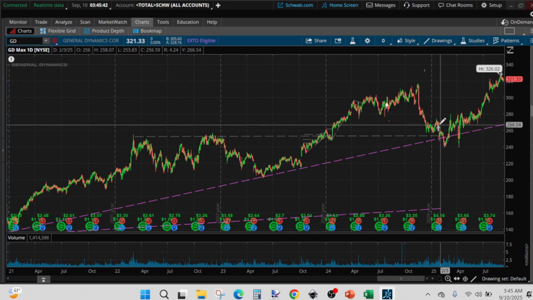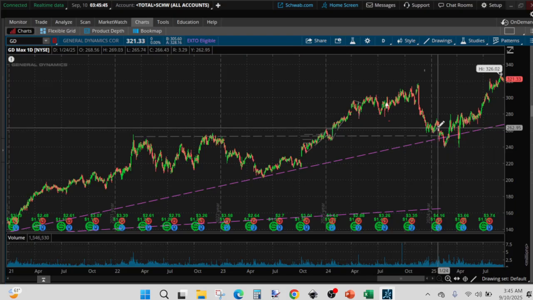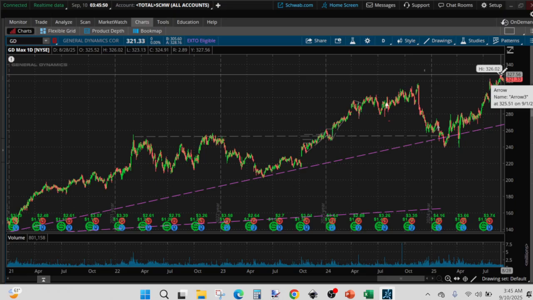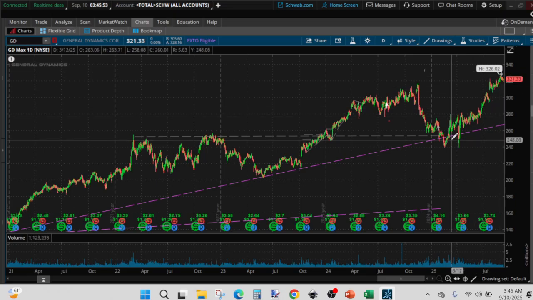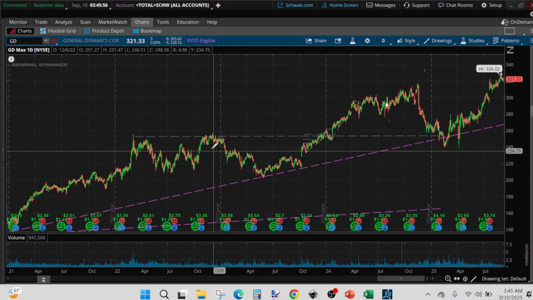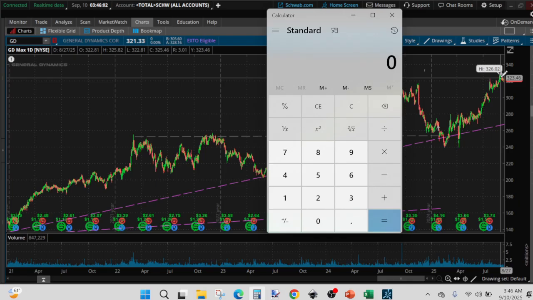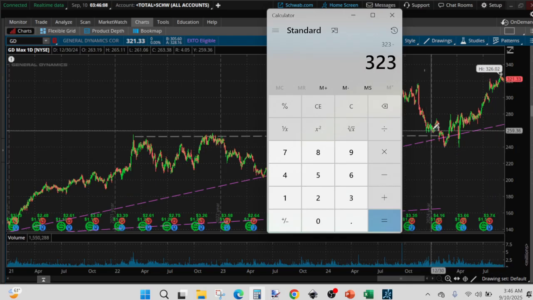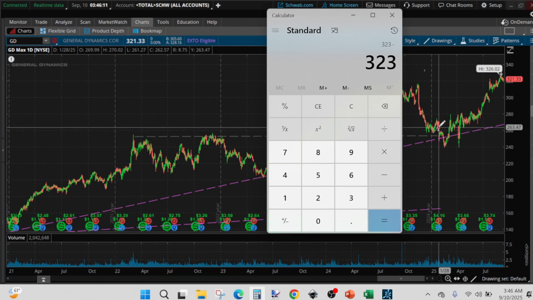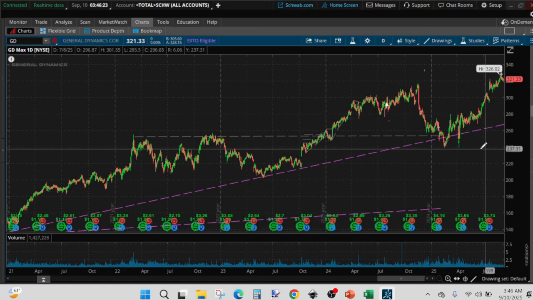So without looking at the price, I actually paid for it where the arrow is, 262, and this one is 327 or so. So you can see the difference. Let's just use 323, and here let's use 263. That's $60 per share. So depending on how many shares I purchase, you can do the math.